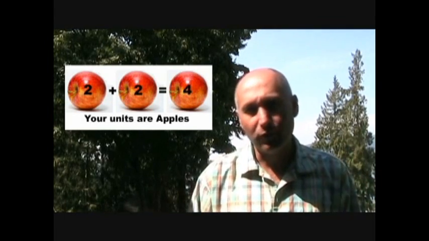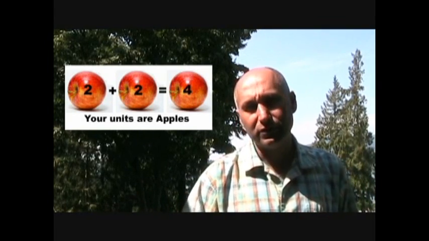Initially, a lot of teachers, and I've done this myself, when introducing units always say you can't add apples and oranges. 2 apples plus 2 apples is 4 apples, and your unit there is apples. They say this to try to make sure students don't add the wrong units together. I've been guilty of it myself. However, that's not really true.